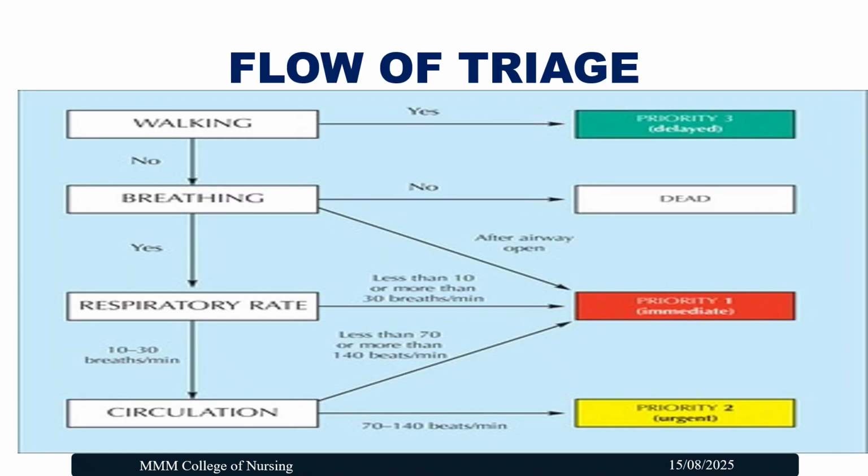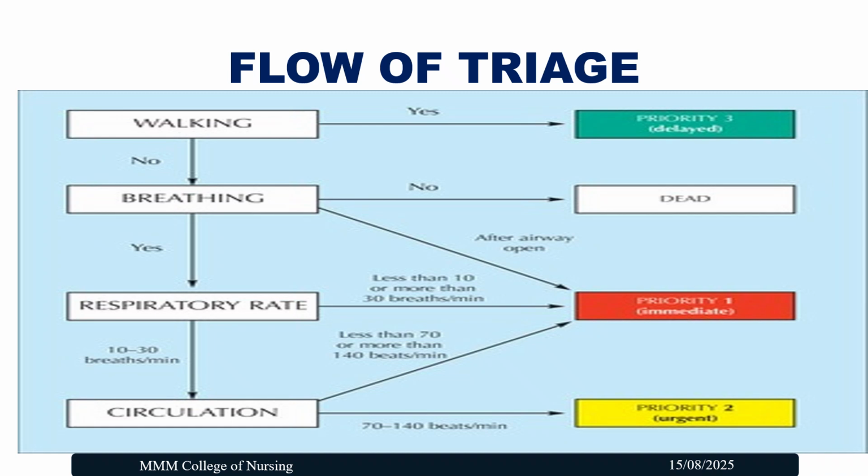This is an example of the flow of triage. When the mother comes to the antenatal ward or the labor ward by walking, she is normal, and we can put her into category 3. Suppose she is unable to walk and is coming with support on a stretcher or wheelchair, then we have to assess her breathing. If she is able to breathe normally, then we assess the respiratory rate. If the respiratory rate is normal, that is between 10 to 30 breaths per minute, then we assess the circulation.